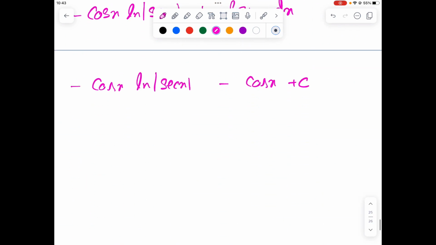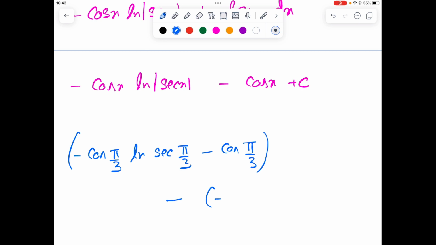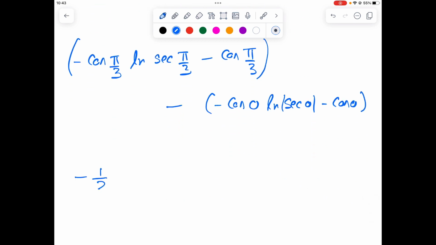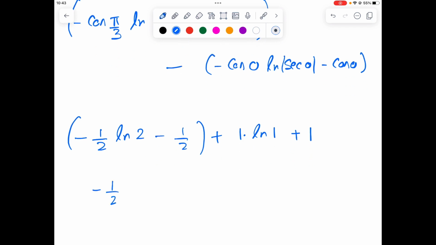Now apply the limits 0 to pi by 3. So minus cos(pi by 3) ln secant(pi by 3) minus cos(pi by 3), minus, minus cos 0 ln secant 0 minus cos 0. Cos 0 is 1. Cos(pi by 3) is 1 upon 2. Secant(pi by 3) is 2. Minus times minus is plus. Cos 0 is 1. Ln secant 0 is ln 1. So a lot of calculations. Minus 1 upon 2 ln 2, minus 1 upon 2. Ln 1 is 0, plus 1. So 1 upon 2 minus 1 upon 2 ln 2.